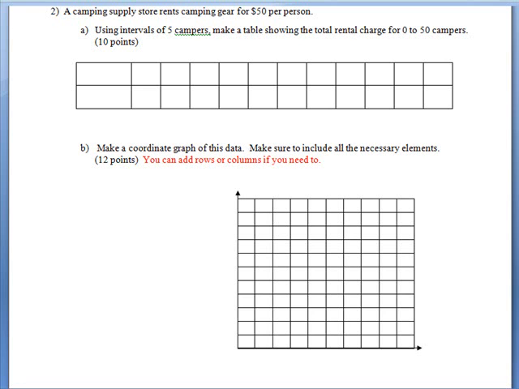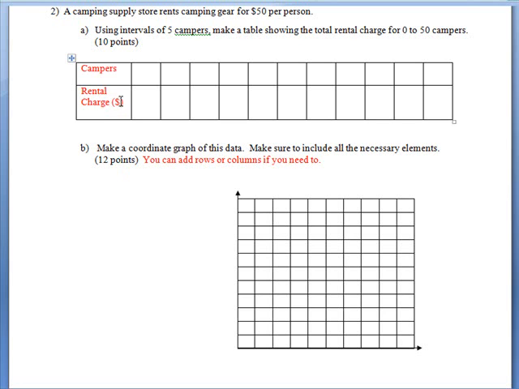And as we mentioned in the previous problem, the independent variable goes on the top of a horizontal table. So we're going to put campers here and rental charge here. And the rental charge is measured in dollars for the units. Now this problem's kind of easy because they're actually telling you exactly what to put here. It says using intervals of 5 campers, make a table showing the total rental charge for 0 to 50 campers. So they're telling us exactly what to put in here. Start at 0, go to 50, and go by 5s. So now we have our independent variable set up with all of its intervals.